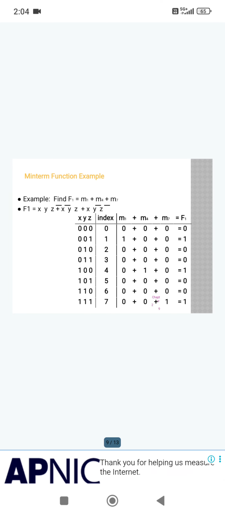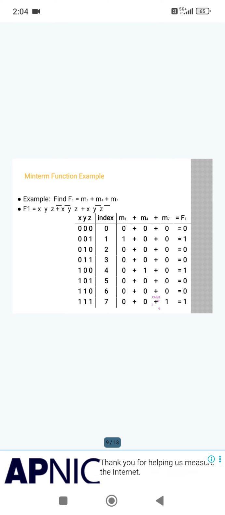Okay, here we are taking one example for min term. Example: f1 is equal to m1 plus m4 plus m7. So the problem symbolically represents a min term. How do we find that? It is in small m, that is why this is the min term. So f1 is equal to x bar y bar z plus x y bar z bar plus xyz.